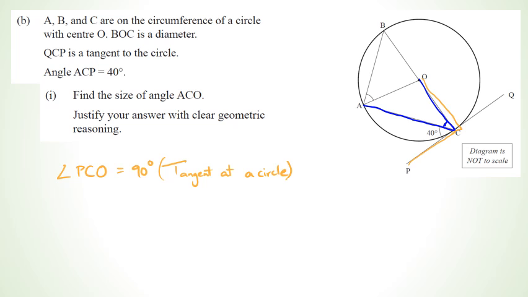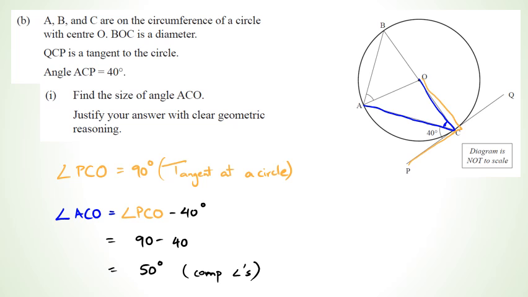Which means angle ACO equals angle PCO minus 40 degrees. So you're going to get 90 minus 40, which is 50 degrees. Of course, if you want, you can mention that they are complementary angles. Okay, so correct angle and correct reason gets you an achieved. Okay, next question.